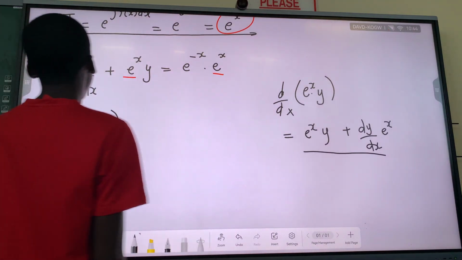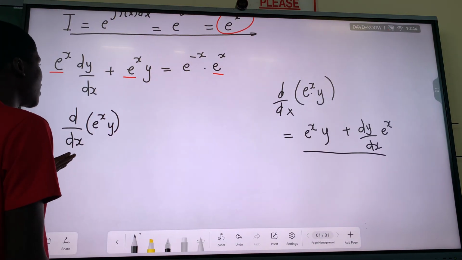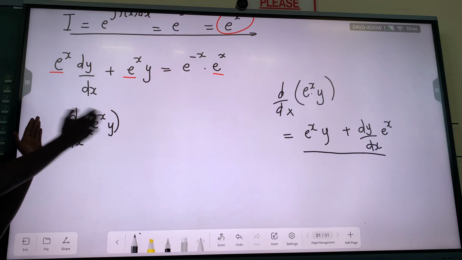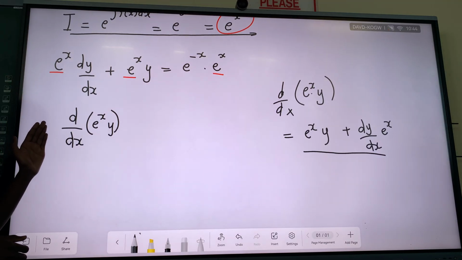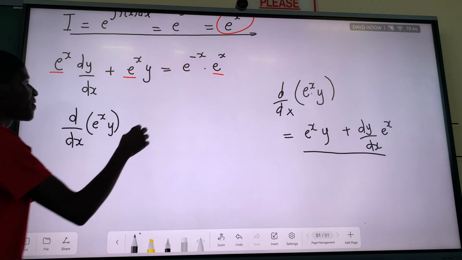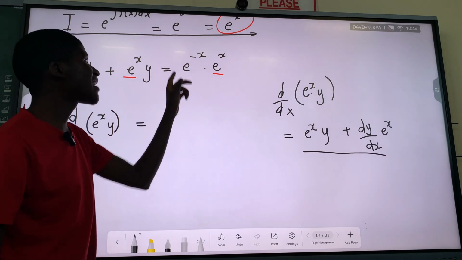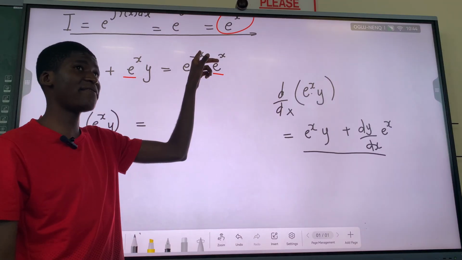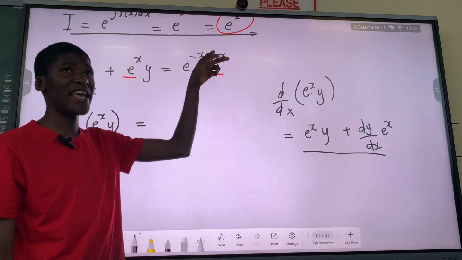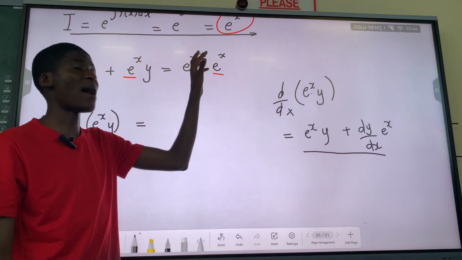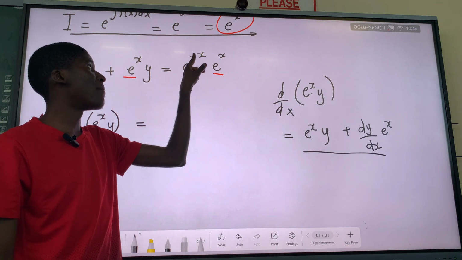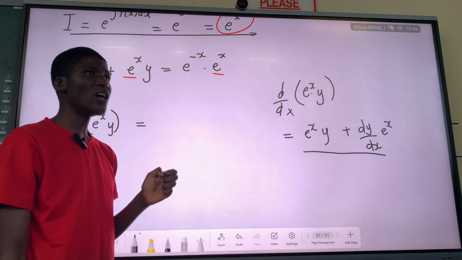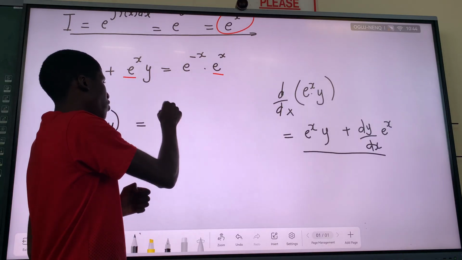So here we have this case. The right hand side, and the left hand side, we can write in this form. This is equal to, if we look here, it is the same as e to the power negative x times e to the power of x, right? The same bases. When we add the exponents, minus x plus x is 0. So e to the power 0 is 1.